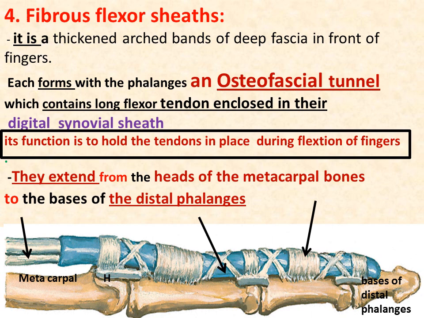Okay, what is the fibrous flexor sheath? It is a thickened arched band of deep fascia in front of the finger. This is the fibrous flexor sheath. It looks like arches.